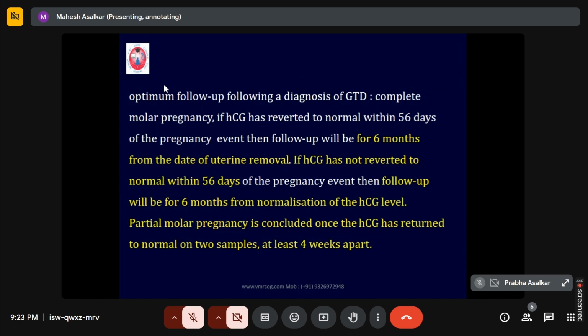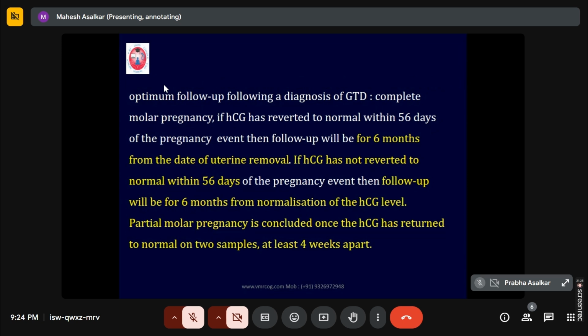Uterine removal means suction evacuation. Is it clear? You follow up these patients by doing serial beta hCG. If the serial beta hCG comes back to normal within 8 weeks, that is 56 days, then you have to follow these patients further for 6 months from the date of suction evacuation. Is it clear?